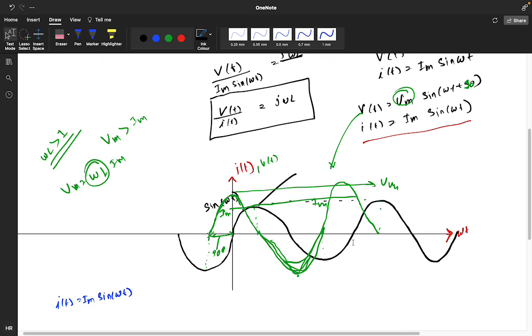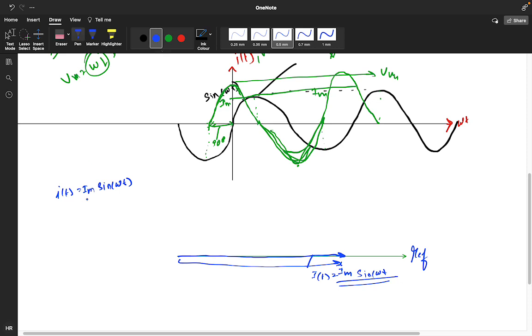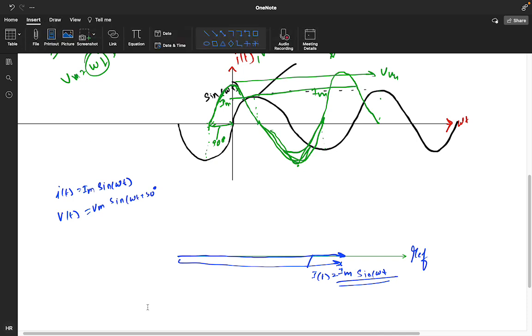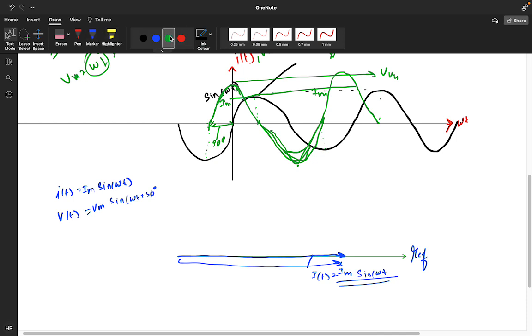Can anyone tell me what will be the value of v of t? V of t is Vm sine omega t plus 90 degrees. So with reference it is leading at 90 degrees. Will it be clockwise or anti-clockwise with reference? For leading we have to assume anti-clockwise.